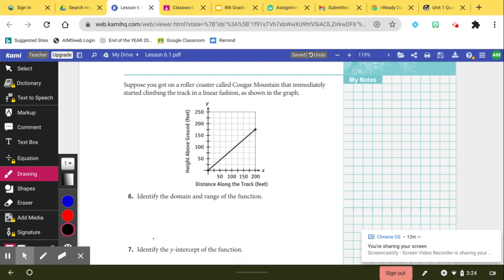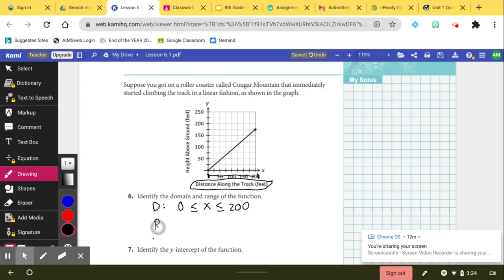It says, suppose you got on a roller coaster called Cougar Mountain that immediately started climbing the track in a linear fashion as shown in the graph. Identify the domain and range of the function. The domain is my inputs, which is my distance along the track. It ranges from 0 feet along the track all the way to 200 feet along the track. So my domain is x is greater than or equal to 0, but less than or equal to 200, because the distance on the track are my inputs.